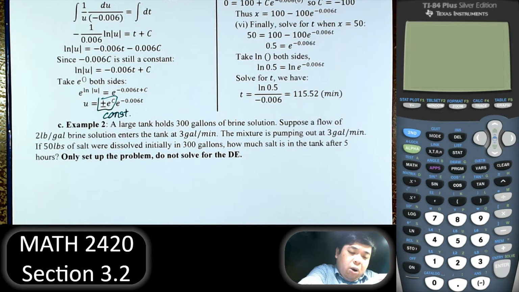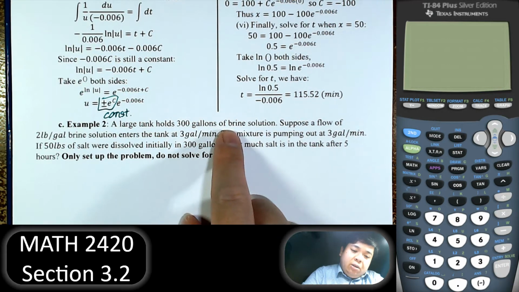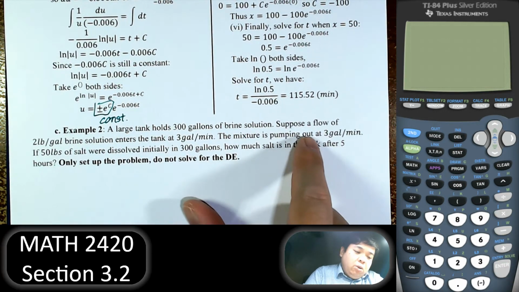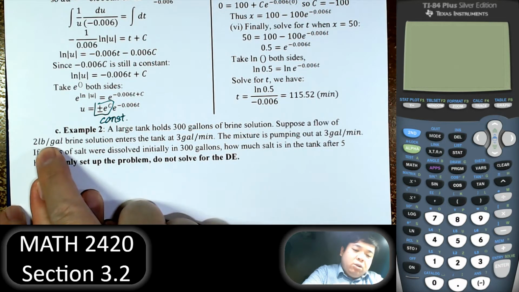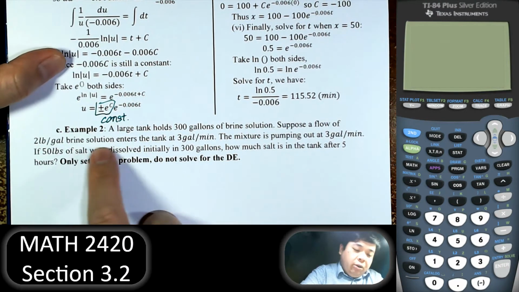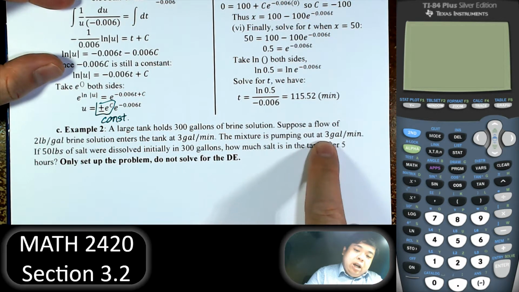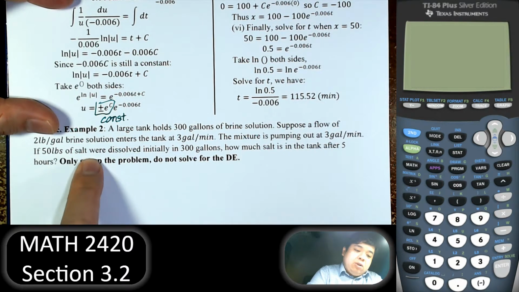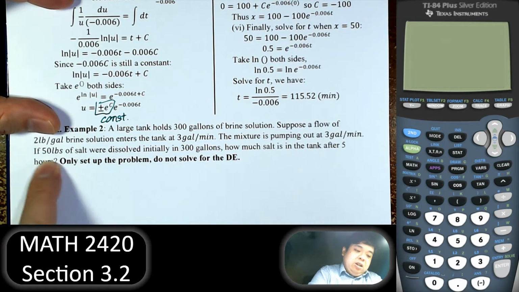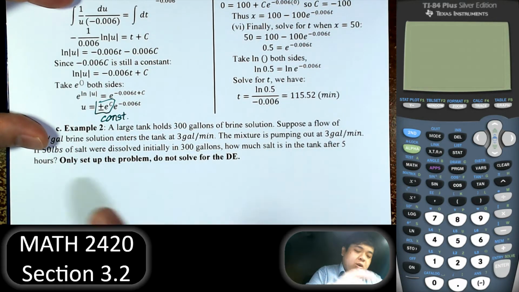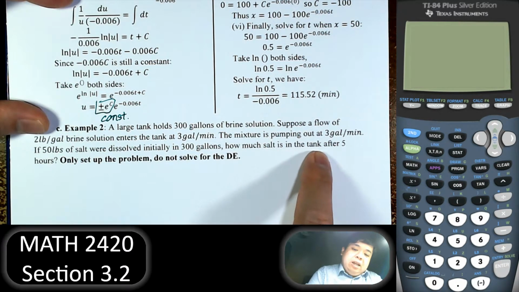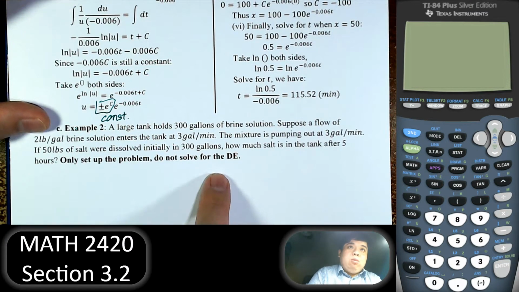A large tank holds 200 gallons of some solution. Suppose a flow of 2 pounds per gallon solution enters the tank at 3 gallons per minute. The mixture is pumped out at 3 gallons per minute. If 50 pounds of salt were dissolved initially, so that is the initial condition, x of 0 equal to 50. How much salt is in the tank after 5 hours? Only set up the problem, do not solve it.